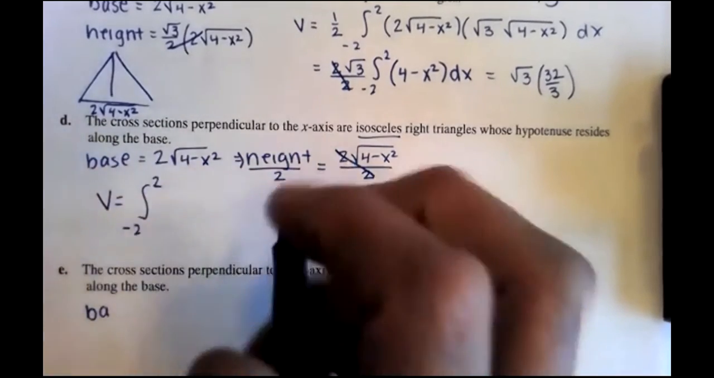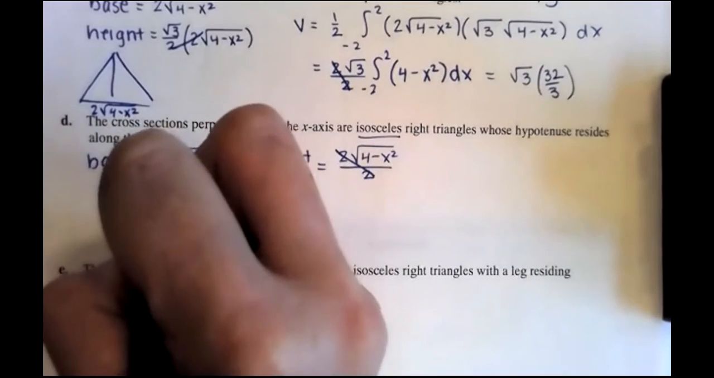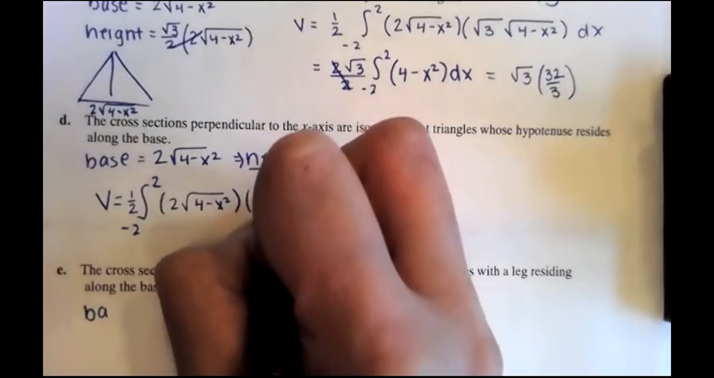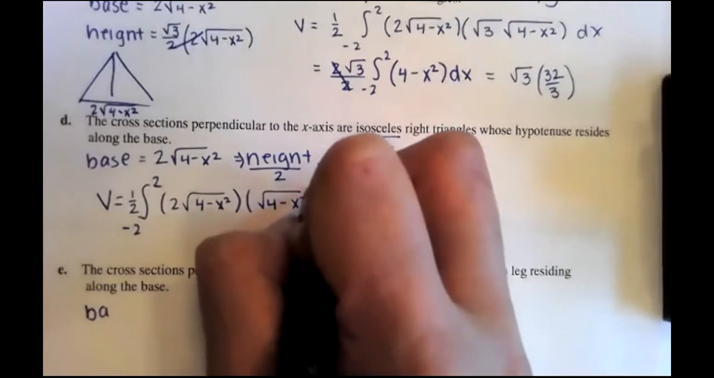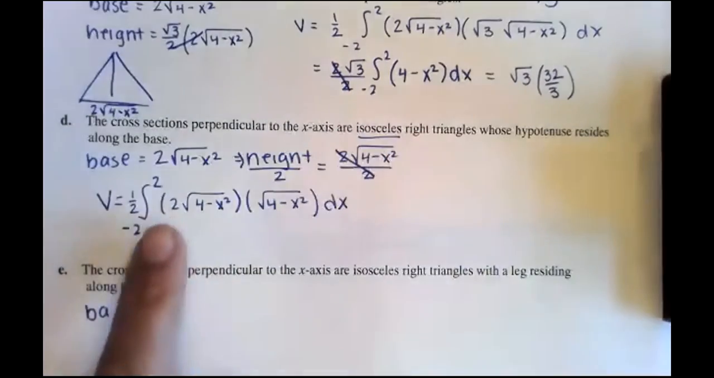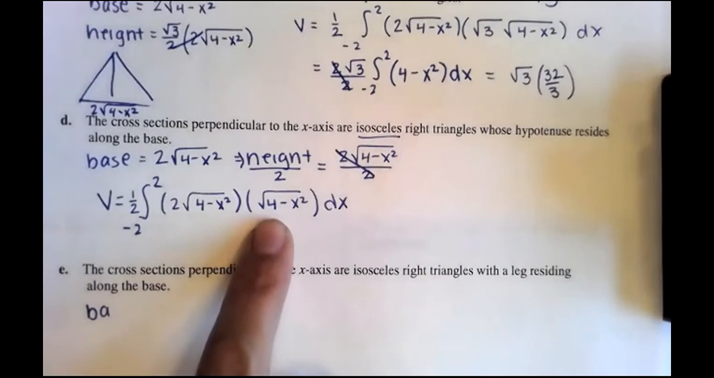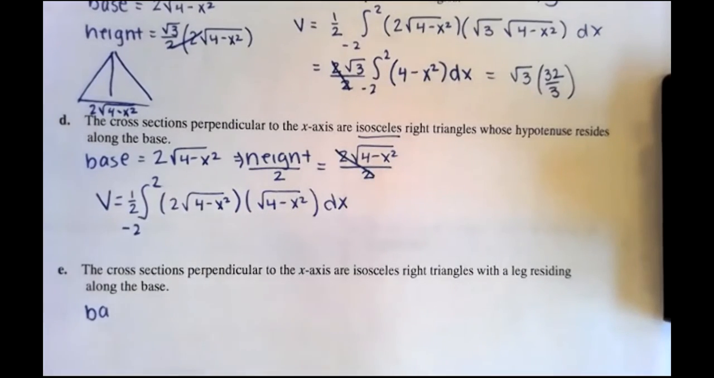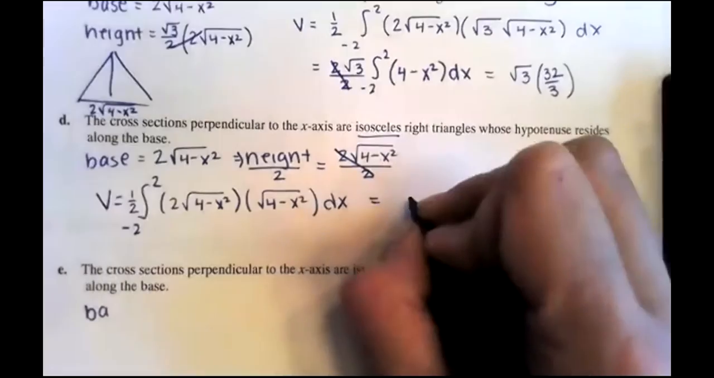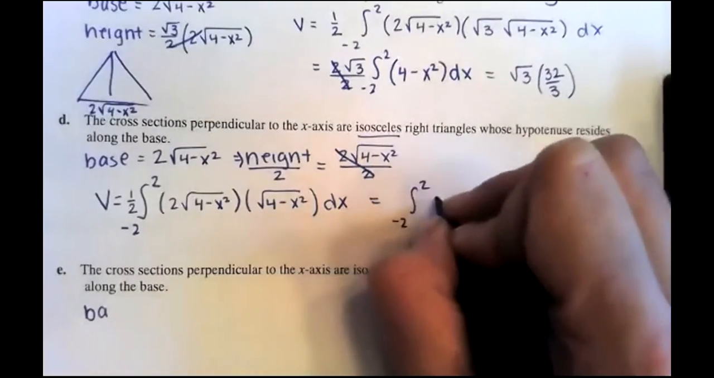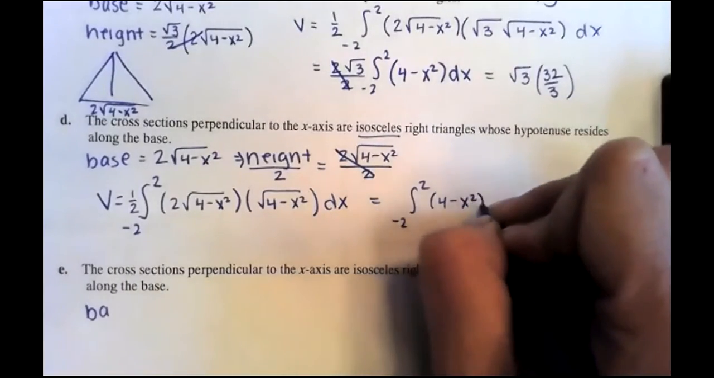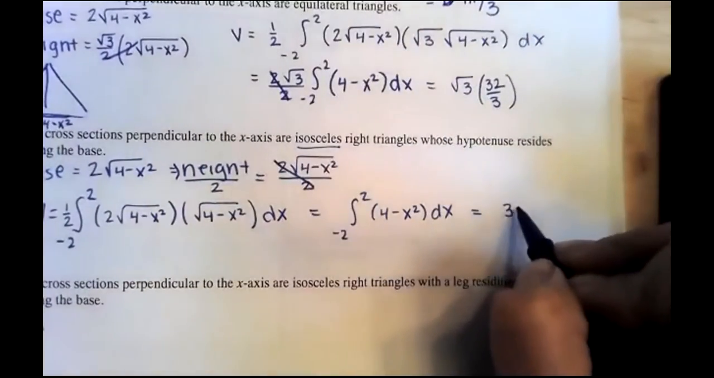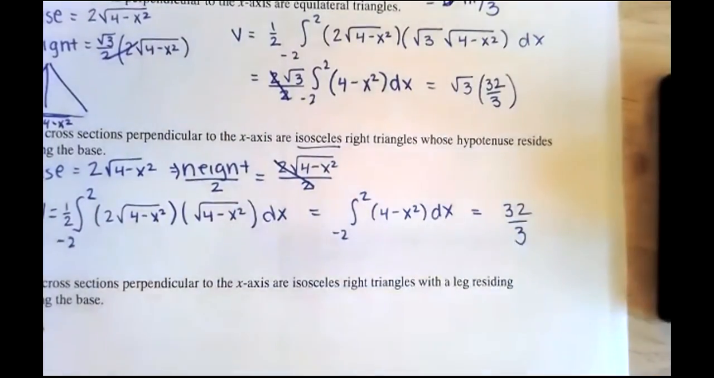So a triangle is 1/2 base times height. So you have the square root and the square root. Your 2 comes out. It's going to cancel with that half. And this one's just going to be equal to 32/3.